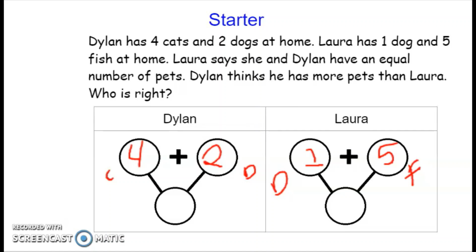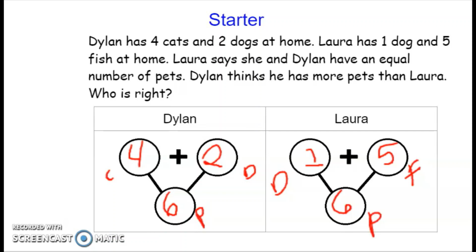Great, that's correct. Dylan has 6 pets all together. And I'm going to put P for pets. Now let's go ahead and solve Laura's side. Laura has 1 dog and 5 fishes. So what is Laura's total? You can use count on or 5 group. Tell a friend or a family member. Great. I also agree. Laura has 6 pets total.